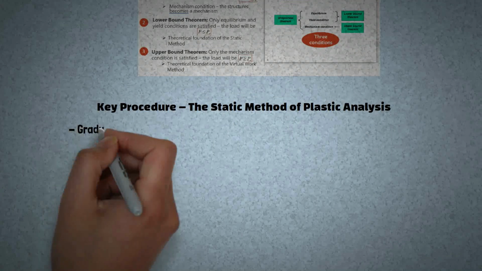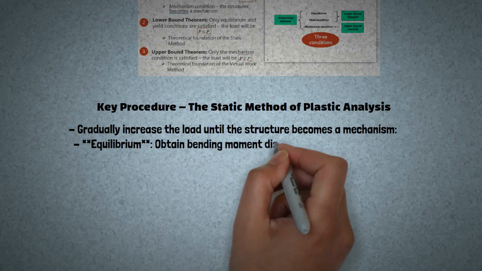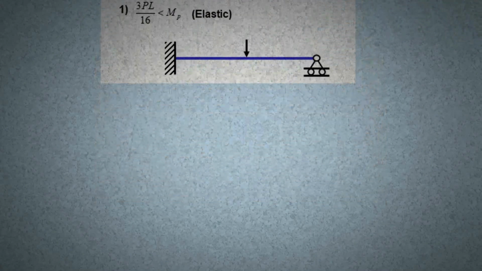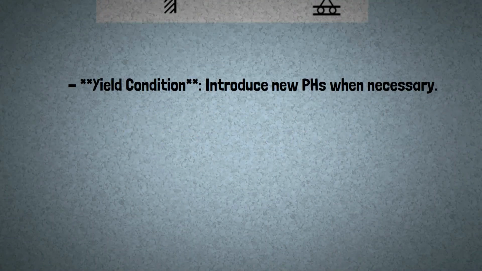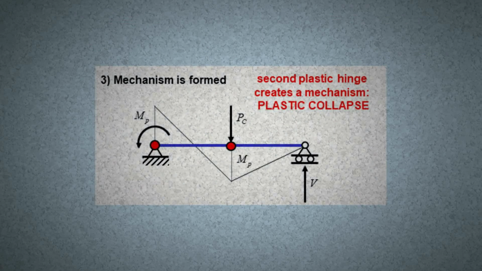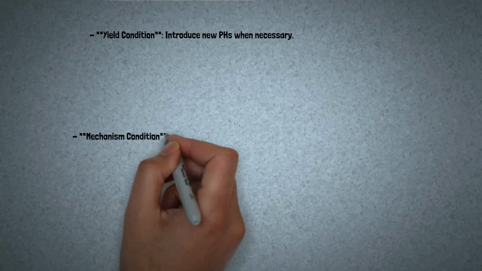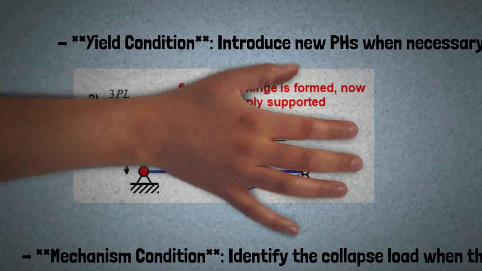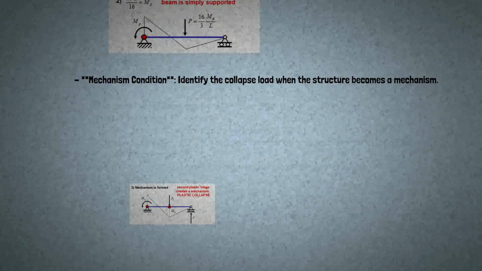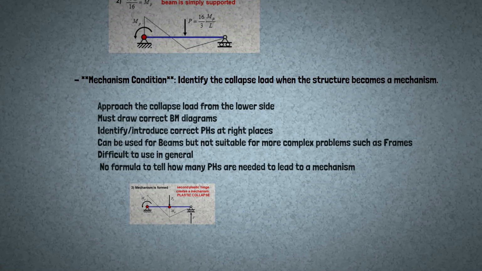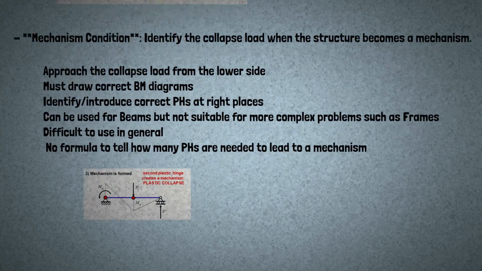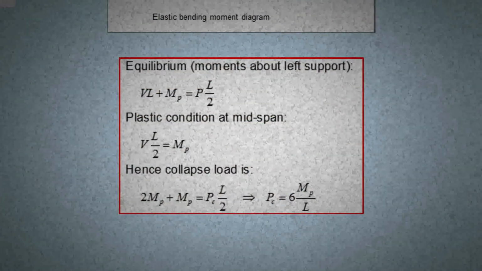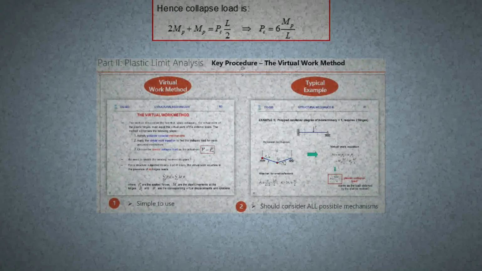Key procedures. Static method of plastic analysis. Gradually increase the load until the structure becomes a mechanism. Equilibrium: obtain bending moment distribution at different stages. Yield condition: introduce new PHs when necessary. Mechanism condition: identify the collapse load when the structure becomes a mechanism. Approach the collapse load from the lower side, drawing correct bending moment diagrams, and identifying correct PHs.